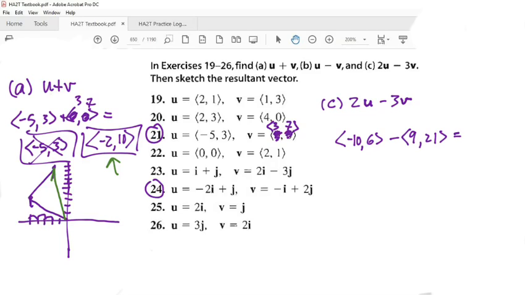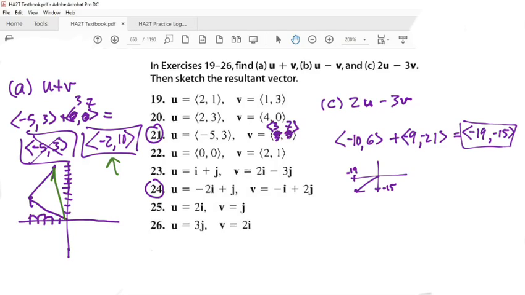And we're supposed to add these together. So what is that? It's negative 19, right? Yeah. And then the other one is negative 15. So that's our answer, and if we didn't want to do any work with the graphing, we could just go like this. That's negative 19, and that's negative 15, and there's your vector.